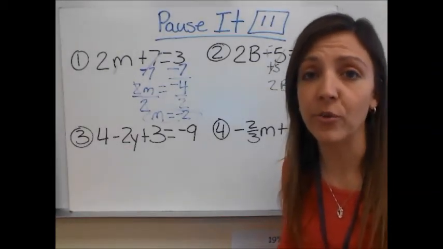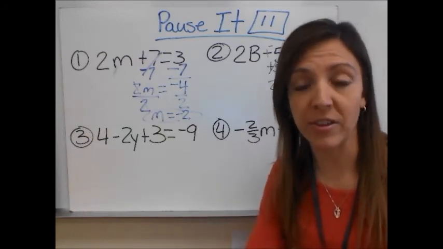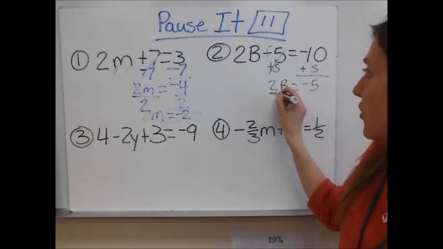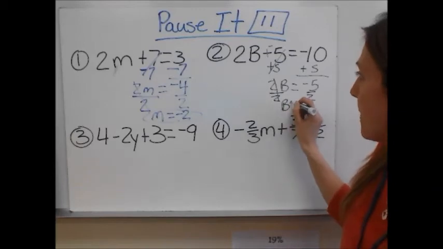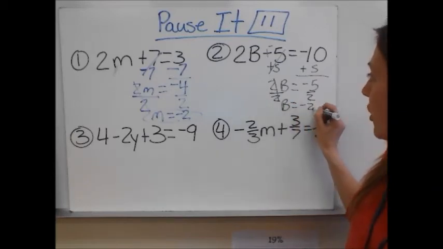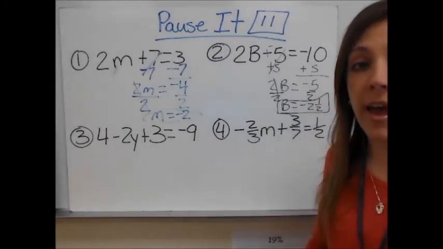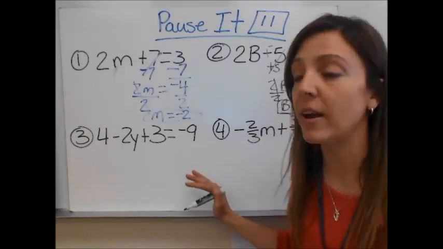Now I'm going to use the inverse operations and start with multiplication division this time. So 2b is multiplication. I'm going to divide by 2, and I get b equals negative 2 1/2. And it is okay to have a fraction or a mixed number as your answer. All right, let's go to number 3.